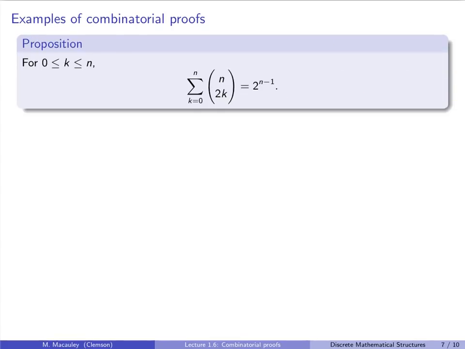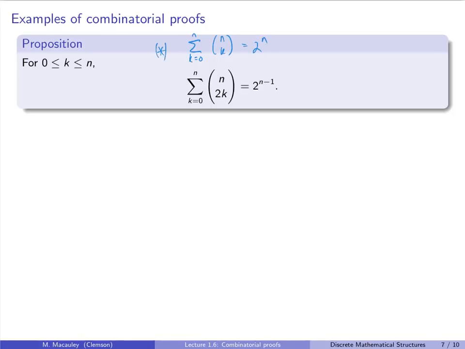Okay, the next proposition should look a little familiar, but a little different. If we take the sum from k equals 0 up to n of n choose 2k, then we get 2 to the n minus 1. So a few comments about this before we begin. Compare this to what we have seen, the sum from k equals 0 to n of n choose k, which gave us 2 to the n.